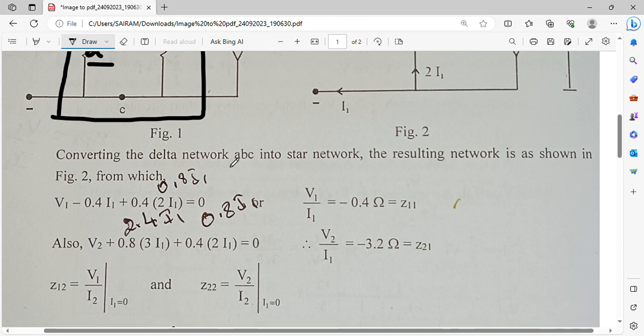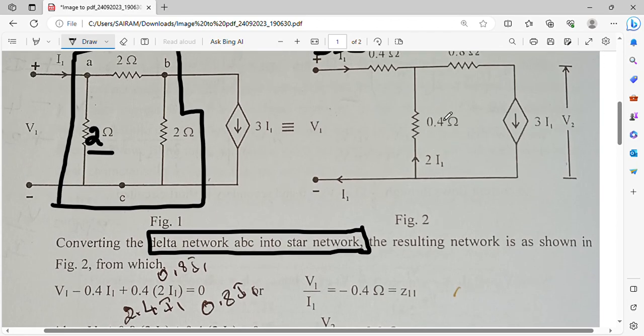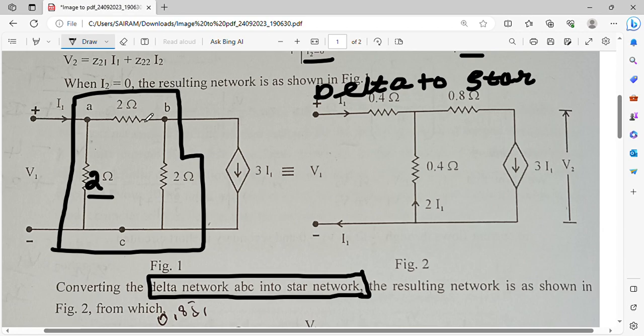Yeah. So now let me convert the delta network to star network, right? The delta network to star network conversion. If you do that, you're going to get this resultant, right? So now if you consider your RA, this is one itself, I just showed you for the instance. So this is your RA, this is RB, and this is RC. Then if you apply the delta to star transformation formulas, whatever I told you, you can just do the substitution.